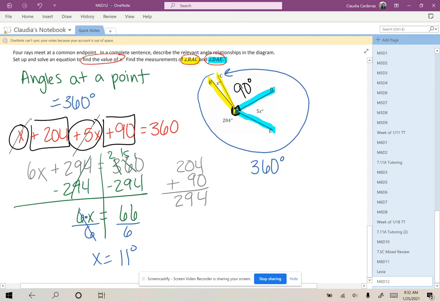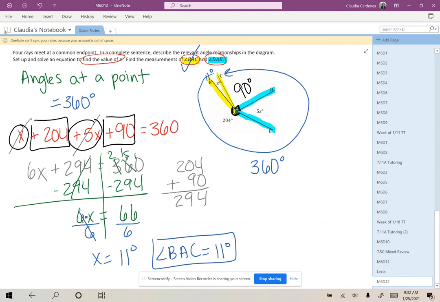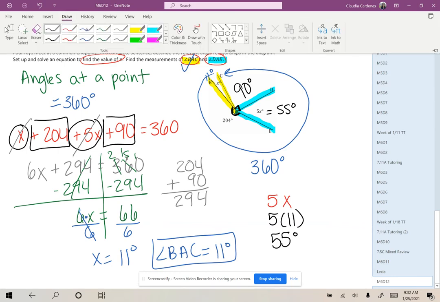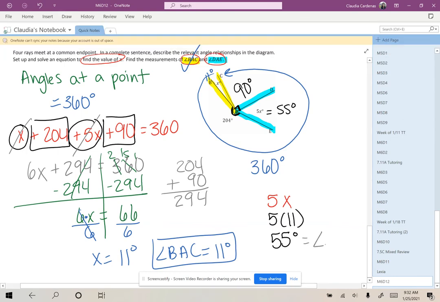Well, what angle was that again? That was angle BAC. So that is 11 degrees. I could put that in my diagram. So I'm done with one of them. But now I need to find angle DAE. Well, angle DAE says that it's 5x. So how do we find that value? Well, I know that it means to multiply x by 5. So we're going to multiply 11 times 5. So if I substitute, that is 55 degrees. So this angle equals 55 degrees. And what angle was it again? It was angle DAE.